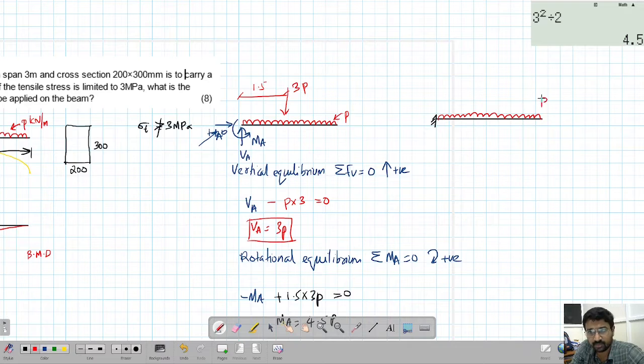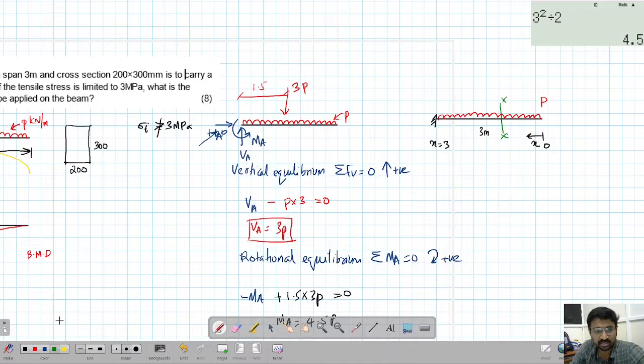So this is P, this is 3 meter. For a cantilever, since there is only UDL, for any portion you assume x to be from this direction. So this is x equal to 0, this is x equal to 3. Now cut a section here, anywhere at x. This section can be anywhere from 0 to 3.